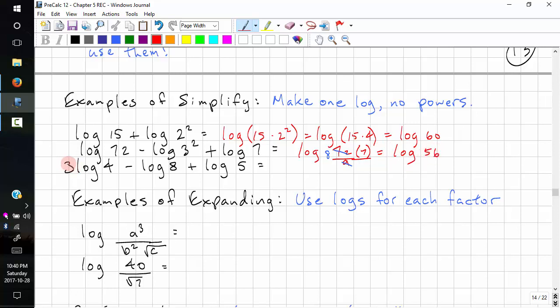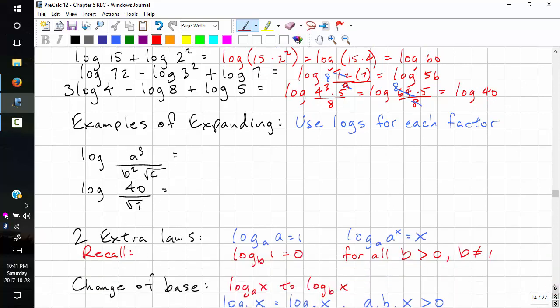Okay, any coefficients out front, we bring those in as powers. And again, minus goes in the denominator, plus goes in the numerator. Log 4 to the power of 3 times 5, and the 8 goes in the denominator. 4 to the power of 3 is 64 times 5 divided by 8. Again, we will cancel before we multiply. That makes it easier to do in our head. 64 divided by 8 is 8. Now we have log 8 times 5, that's just 40.